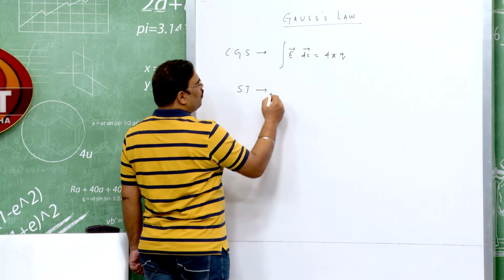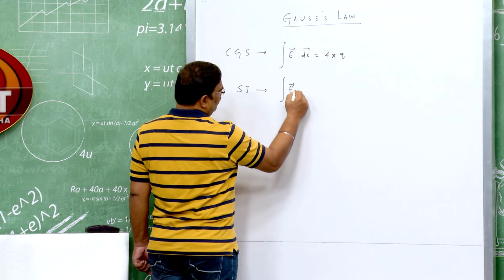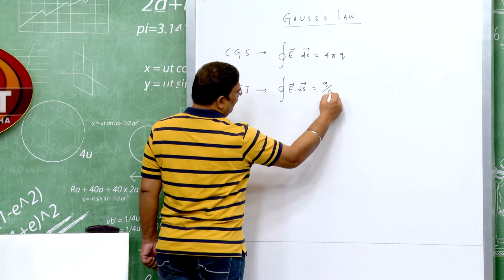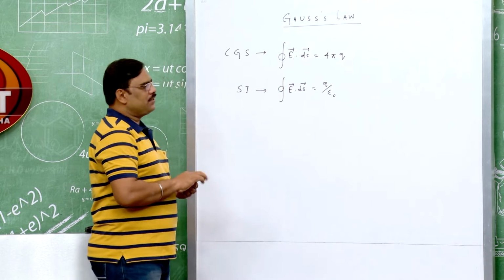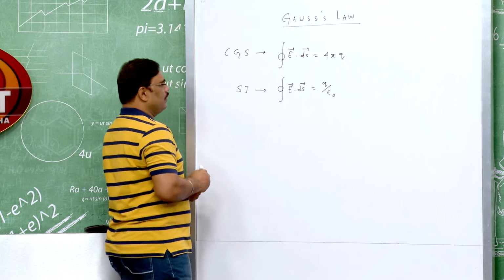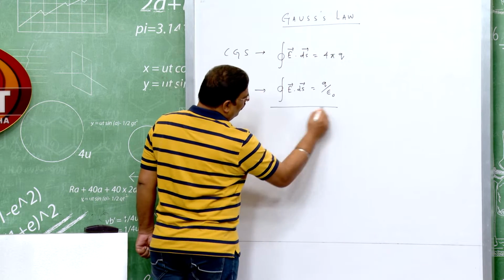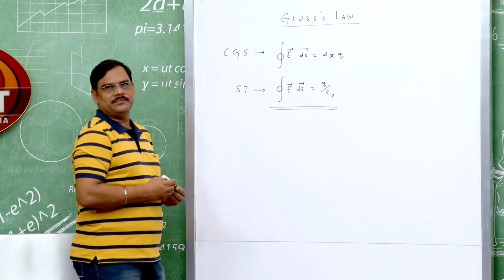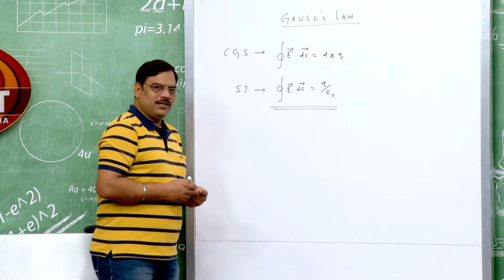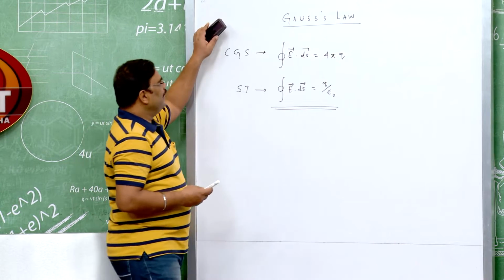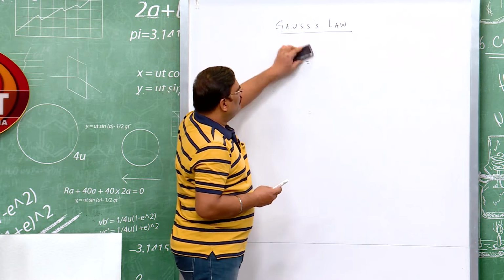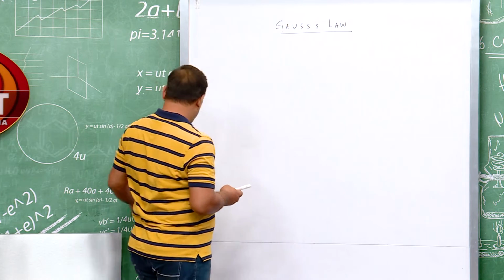In the SI system, it was the integration over the surface equal to q divided by epsilon 0. These charges are the charges enclosed within the surface, and using this Gauss law, we have calculated that the electric field inside a conductor is 0. Now, let us use the concept of electric field inside a conductor being 0 to find the charges developed on different faces of a conductor.